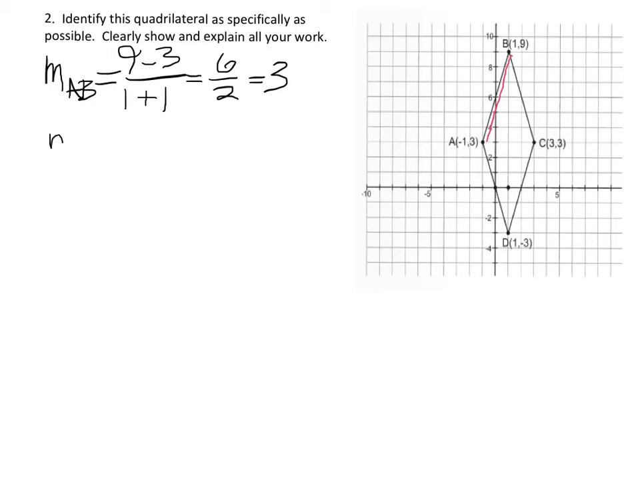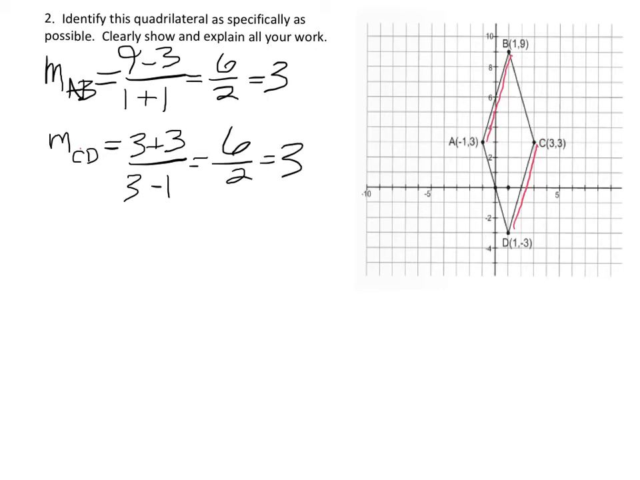All right, and then I'm going to do the opposite side to see if those two sides are parallel. I'm going to do CD. Change in y, 3 minus -3, minus a negative makes that a plus. And then change in x, 3 minus 1. Make sure I did the right order there. I started with C and then I did D. 6 over 2, once again 3. So, therefore, AB is parallel to CD. Great.